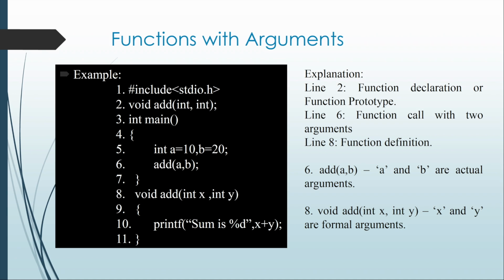So let's see another example. Here I'll just go through these lines. So function declaration or function prototype. Then line number 6, we have the function call with two arguments.